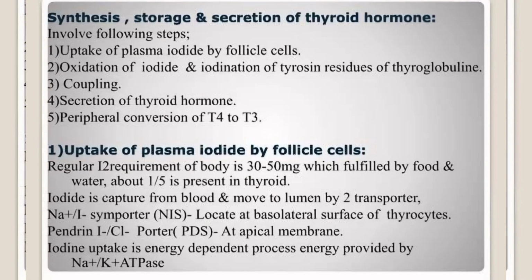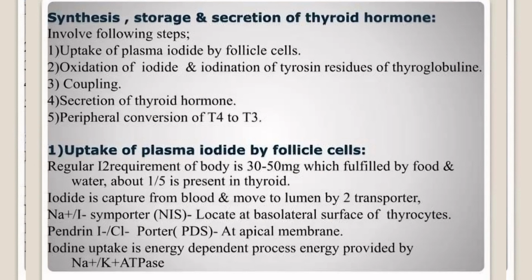Synthesis, storage and secretion of thyroid hormone. It involves the following steps. First is uptake of plasma iodide by the follicle cells. Then oxidation of iodide takes place, and iodination of tyrosine residues of thyroglobulin occurs. Then coupling, and then secretion of thyroid hormone. And then there is the peripheral conversion of T4 to T3.